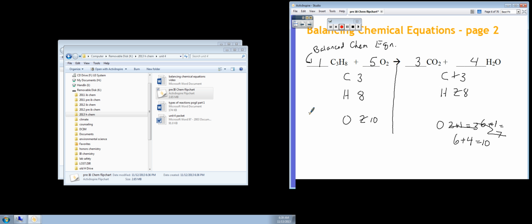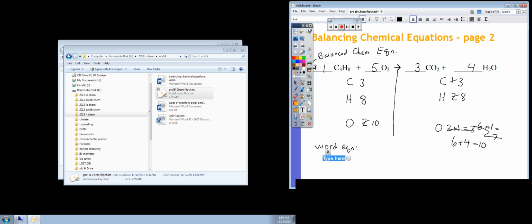The other kind of equation you have is called a word equation. A word equation is one that expresses this information by using words instead of using the chemical symbols that we have right now. So in this case, we would have propane plus oxygen yields carbon dioxide plus water.